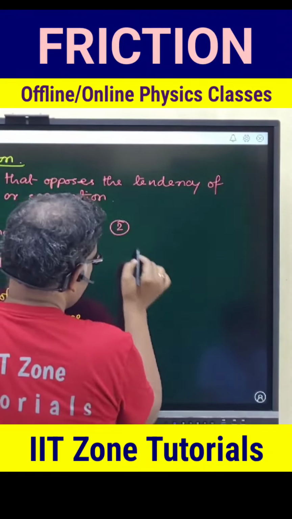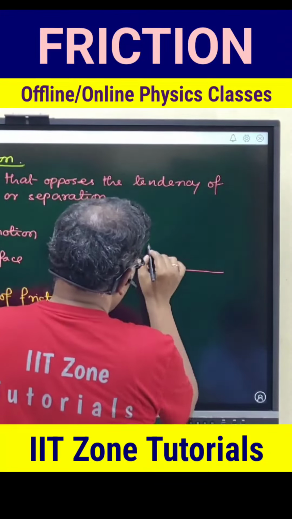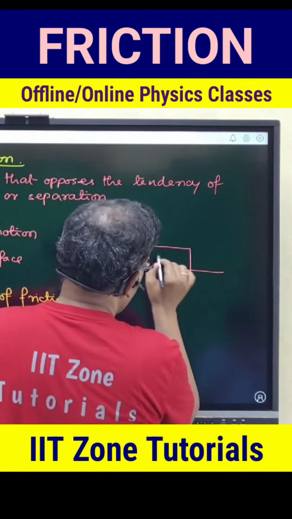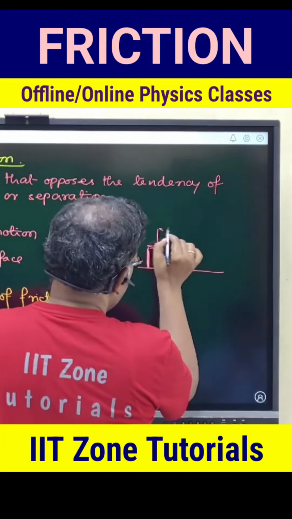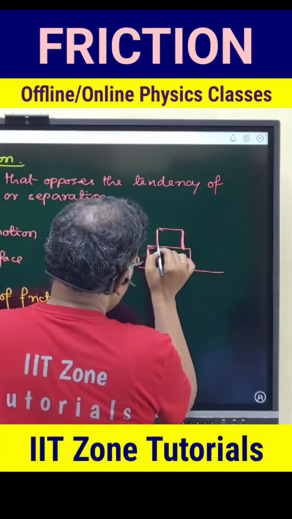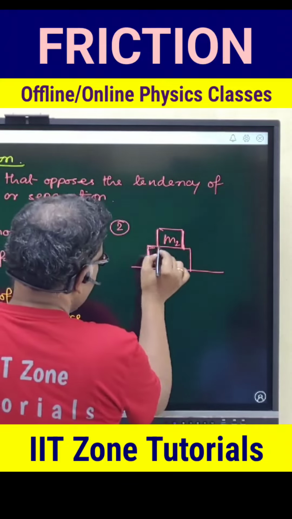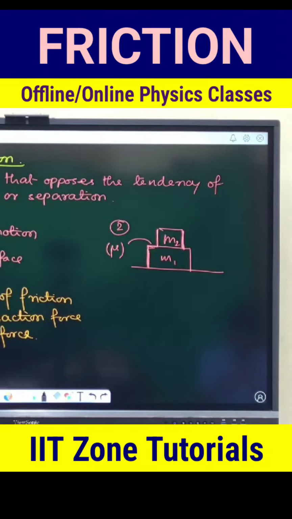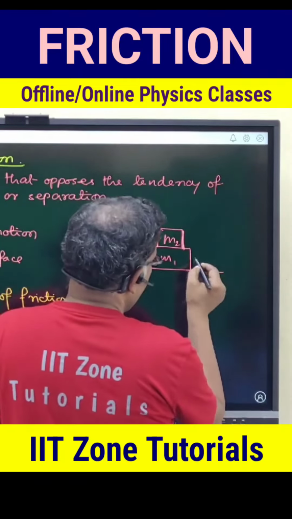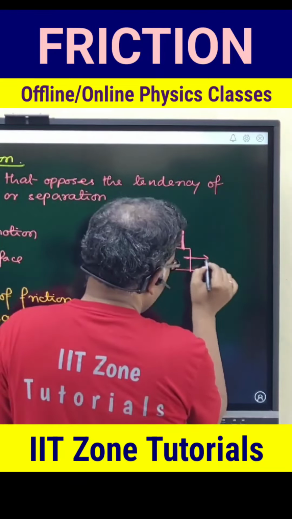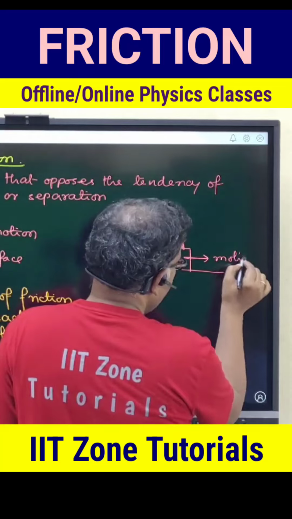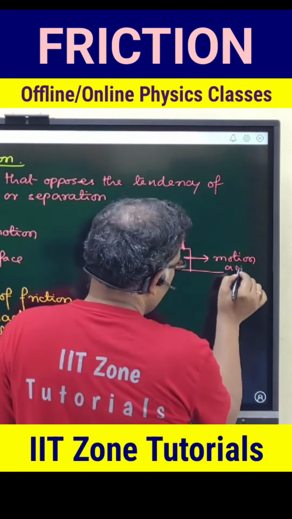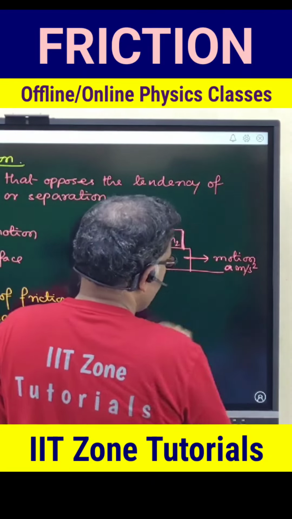Okay, now suppose we discuss a case where on a fixed surface we see one block m1, and above it there is one more block, let it be m2, right? This time we consider the surface between m1 and m2 to be rough, for example. And here, this time m1 is observed to be moving with acceleration a, for example, a meter per second square.